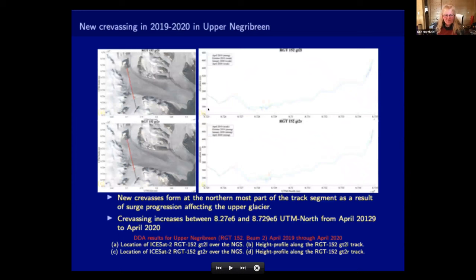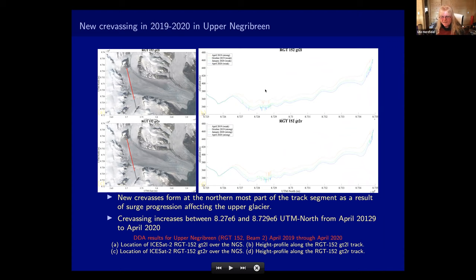We can also see little crevasses form. I apologize, the lines are a little bit thin, so I let this slide sit there a little longer. You can figure out from these time tracks when new crevasses occurred in certain areas of Upper Negribreen in this case. ICESat-2 repeats every 91 days, so you can do repeat tracks over the same reference ground track, and that's what these slides here show. The later ones are the lower ones because remember the glacier loses height. So then we see more crevasses show up in areas where there weren't any in earlier parts of the surge.